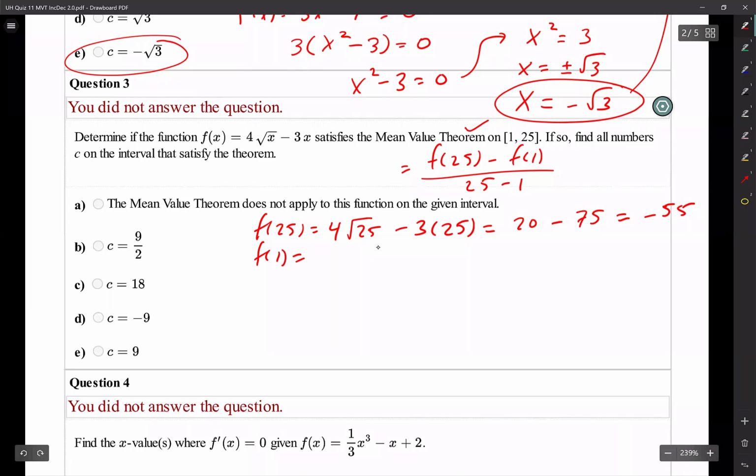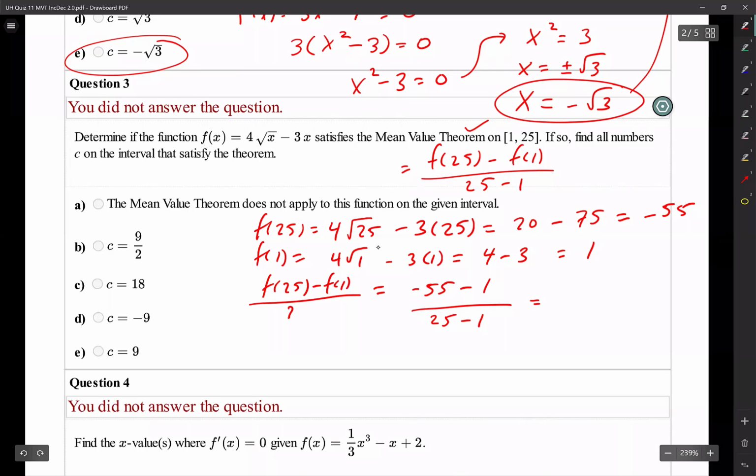f of 1, 4 square root of 1 minus 3 times 1. And I don't know, maybe you're insulted here. I'm insulted. I could have done this without you telling me all these steps. 4 minus 3 is 1. Here's my average rate of change. It looks like it's going to be a fraction. -55 minus 1 over 25 minus 1. I'm doing this, guys. f of 25 minus f of 1 divided by 25 minus 1.